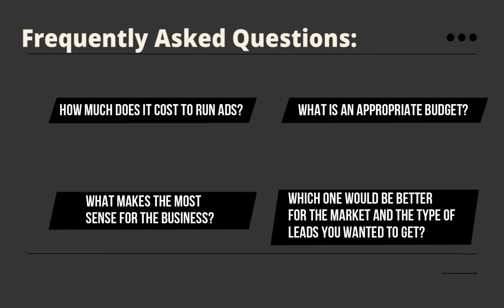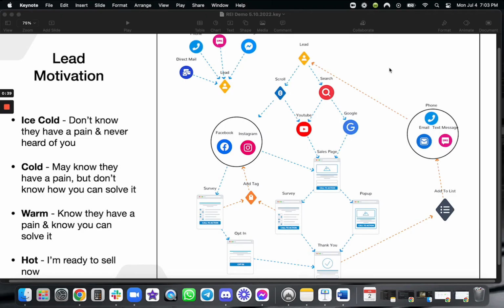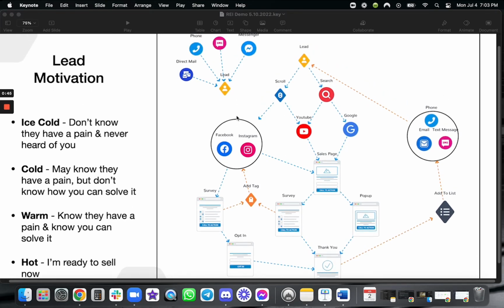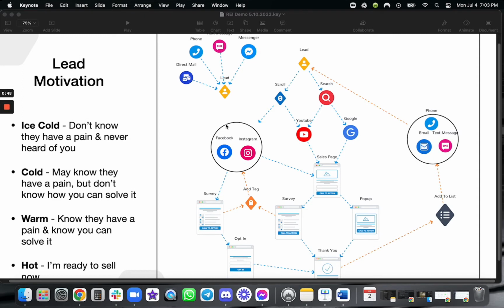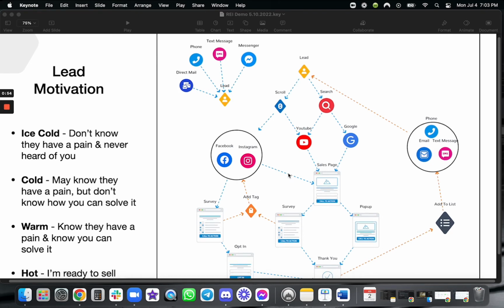And a lot of people want to know, is this something that really makes sense for me and my business? And if so, which one would be better for my market, for the type of leads I want to get, whether they want to do Google pay-per-click or something like Facebook. And so what I like to do is walk through this chart here. This is just an overview of the system that I work within, but it also shows the difference between outbound versus inbound.